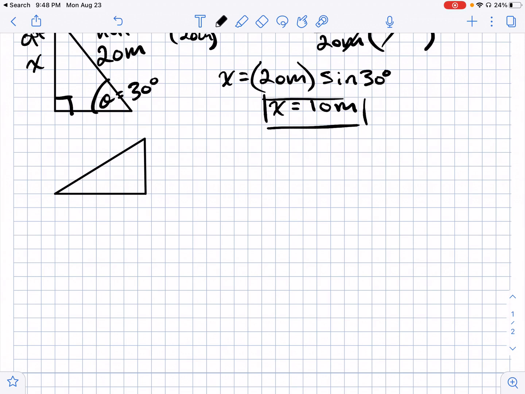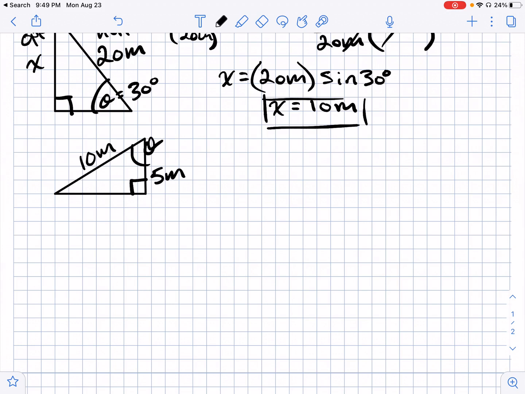And let's say that this hypotenuse is 10 meters. Say here is my theta. And let's say this side here is 5 meters. So this problem is a little different because we know two sides, but we don't know an angle. So let's label our sides real quick.